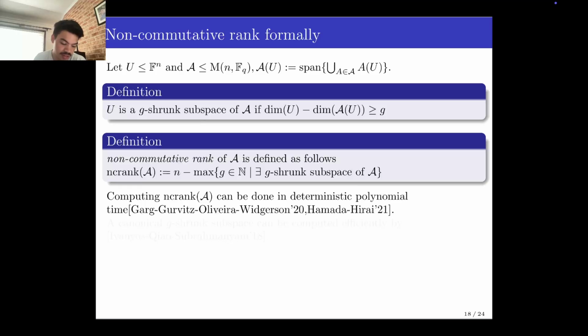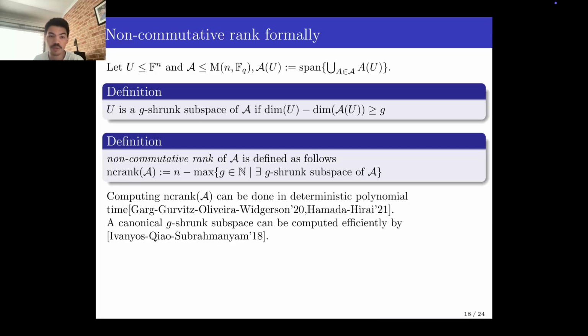And this is an interesting topic that's been studied by Garg, Gurvits, Oliveira, Wigderson in 2020, and Hamada and Hirai in 2021. And this can be done in deterministic polynomial time. But more useful to our algorithm is that we can actually compute a canonical G-shrunk subspace by Grochow-Qiao and Subramanian in 2018.